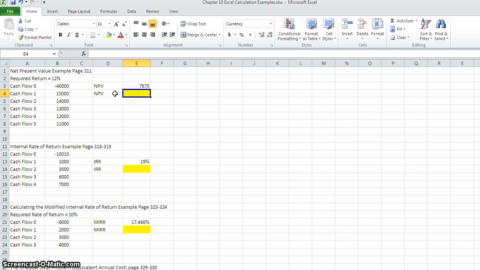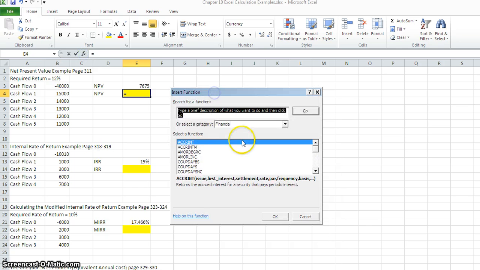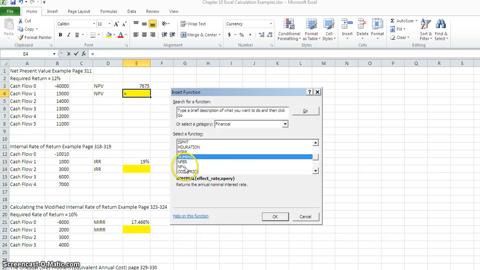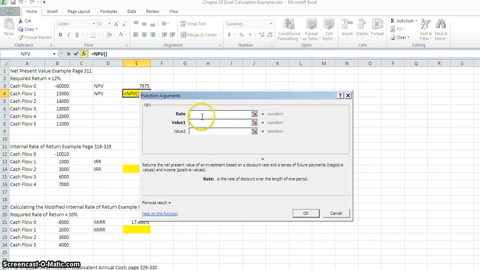So let's walk through the net present value first. I'm going to go to f of x. I'm going to find financial, look for NPV, scroll down a little bit, NPV, we hit OK. The opportunity cost required for this project is 12%, so that's what their investors require. And then we're going to look at the values.